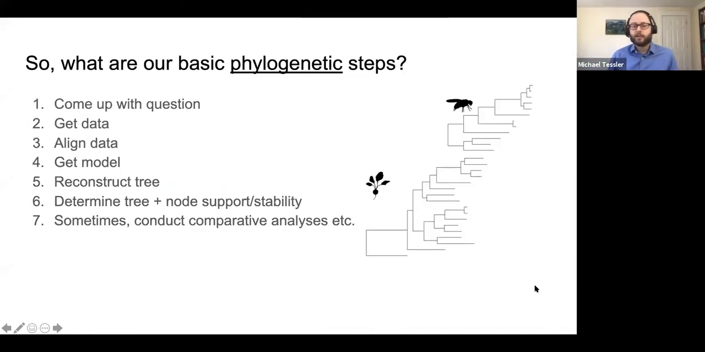So when doing phylogenetics, there are some basic steps that we all take. And the fact that you're in this conference and this symposium makes me suspect that most of you have some idea of where you're at with this. So we come up with a question, right? All science, we need to come up with a question. We need to do our background research, all that sort of stuff. We need to get our data.